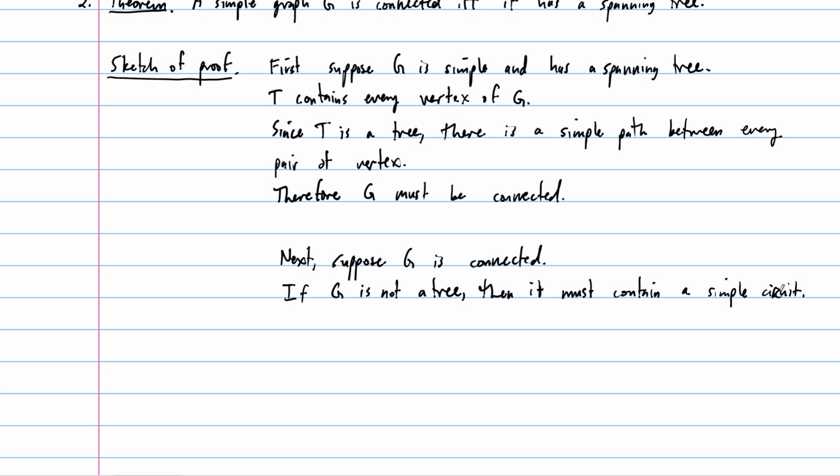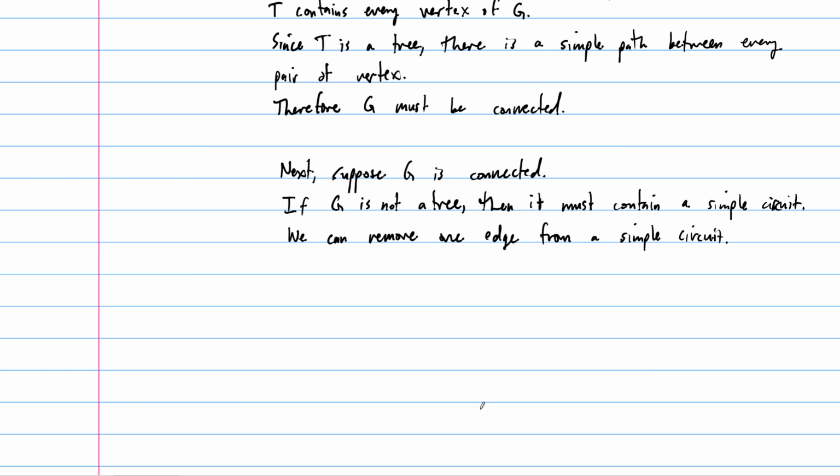So find one of those circuits, right, and remove an edge. So we can remove one edge from a simple circuit. Now, we're not removing the vertices, right? We're just removing the edge. This leaves the vertices. So I'm going to make a claim here that I want you guys to verify. I claim that this graph is still connected because we have not gotten rid of any vertices. We've just gotten rid of an edge. So claim: the new graph, the subgraph, is still connected.